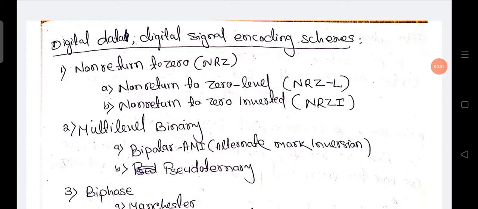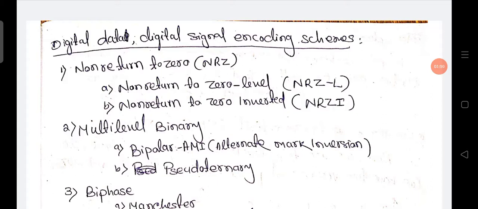Okay. One is digital data, digital signal encoding scheme. Second one is digital data, analog signal encoding scheme. Third one is analog data, digital signal encoding scheme. Fourth one is analog data and analog signal encoding scheme. Today we will briefly discuss digital data, digital signal encoding scheme.